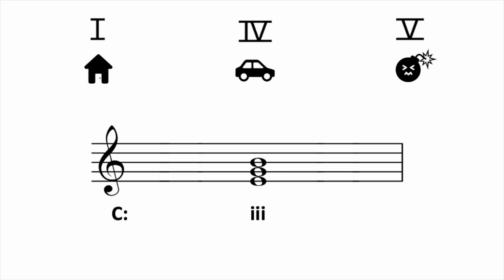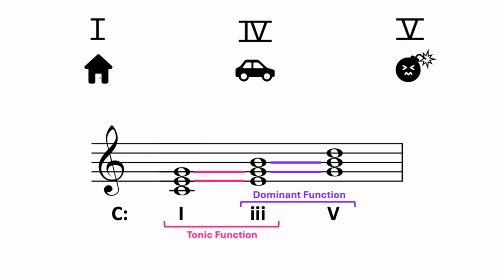If we look at chord 3 in relation to chord 1, we can see that it has two notes in common, with just a semitone between the B and the C. This means that chord 3 could sound like it has tonic function. If, however, we look at chord 3 in relation to chord 5, we can see that it also has two notes in common and just a tone between the remaining E and D. This means that chord 3 can sound like it has dominant function.